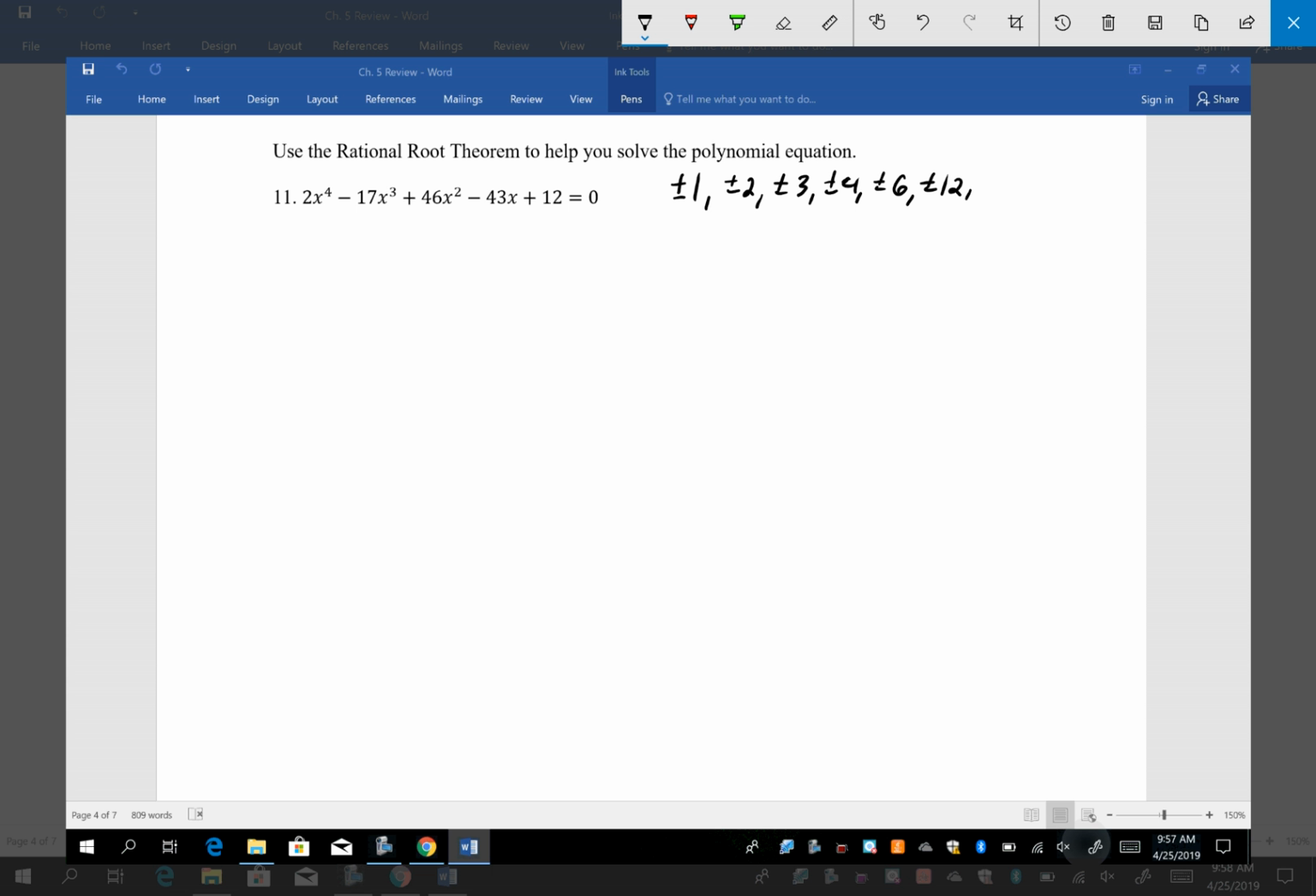Now, you asked, why are there fractions? Well, look at the first number. Is it 1? Is it a 1 here? No. So I need to take all these numbers and divide them by factors of 2. Well, the factors of 2 are 1 and 2. So it's all these numbers and these numbers divided by 2. What's 1 divided by 2? 1/2. What's 2 divided by 2? It's already there. I don't need to write it again. I'm taking the factors of 12 and dividing by the factors of 2. Why? That's the rational root theorem.